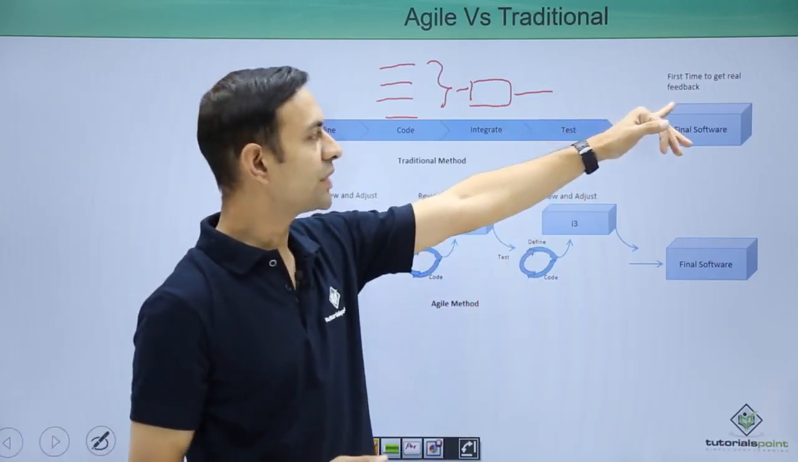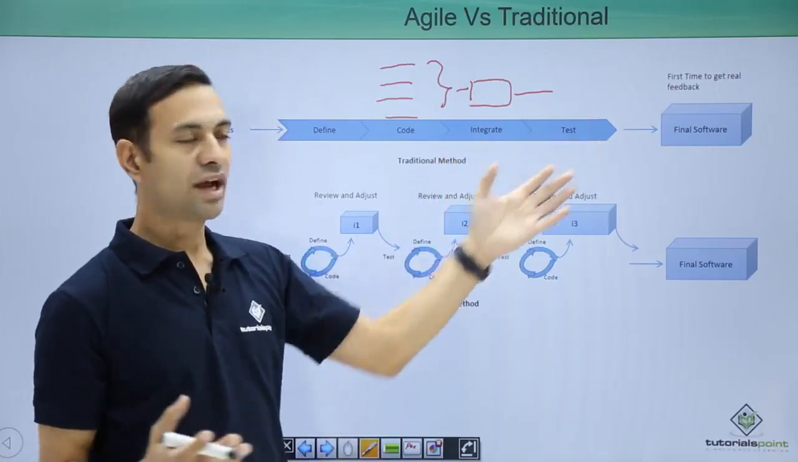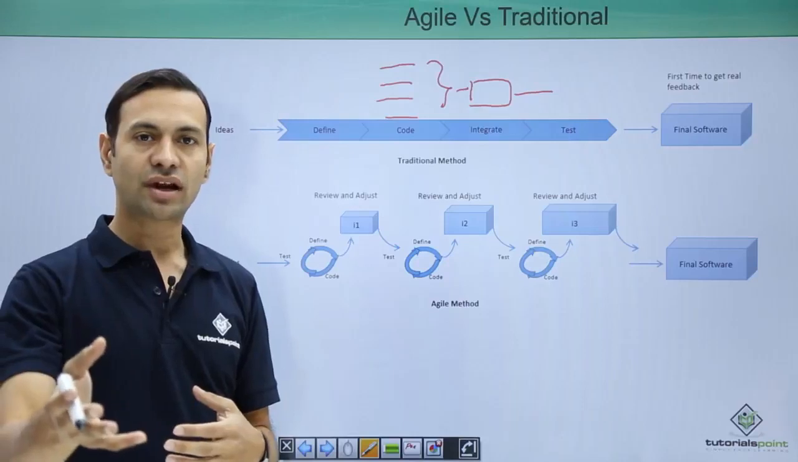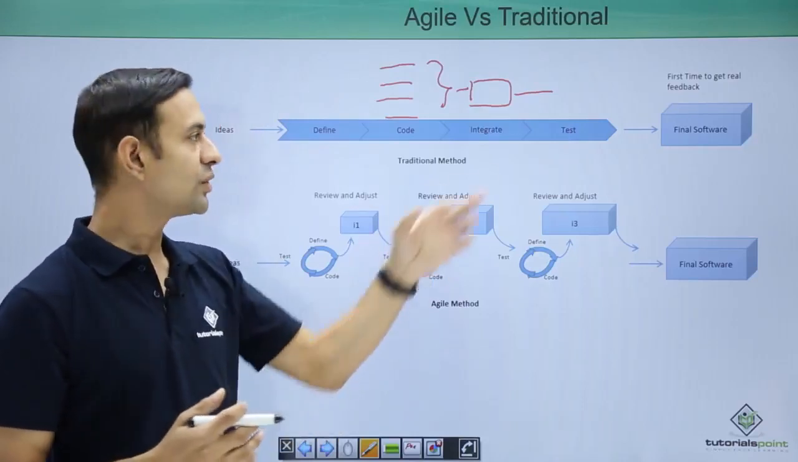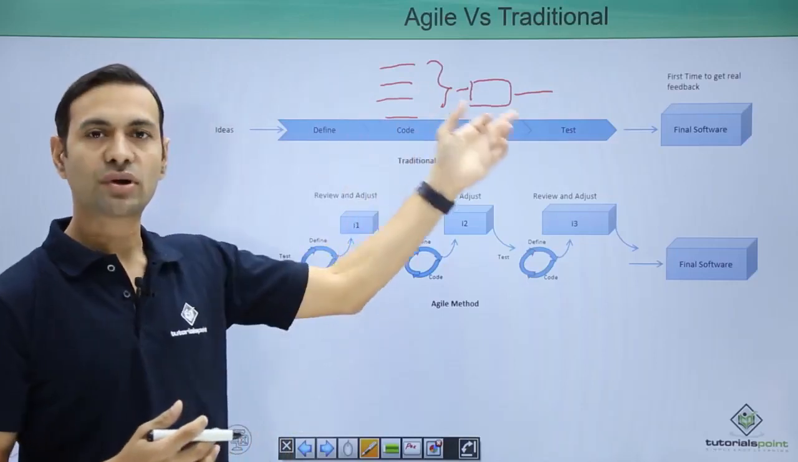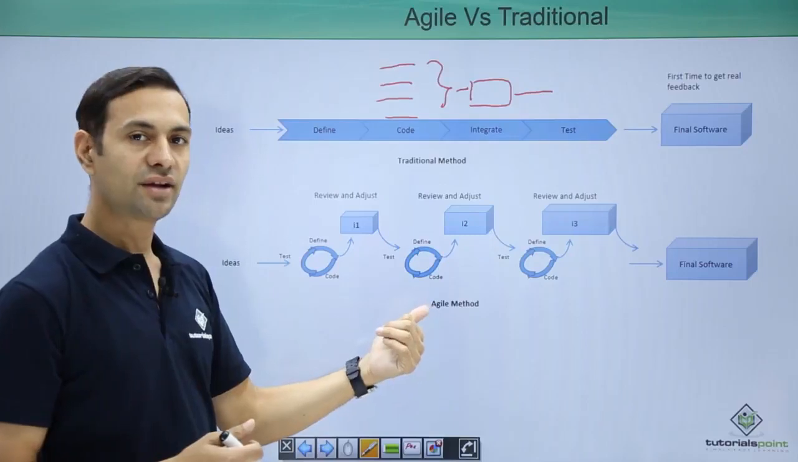So it's the first time we get real feedback from the client. After 1.5 years, we have developed the complete product, give it to the client, and say, okay sir, please check if it is meeting your requirements or not. So there is no option of feedback in between this particular software development cycle. Agile works differently.